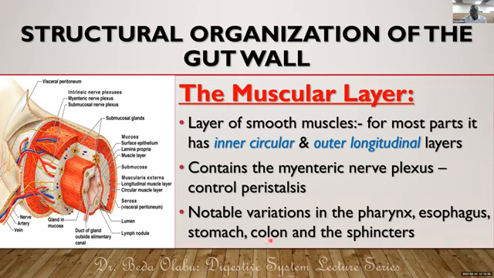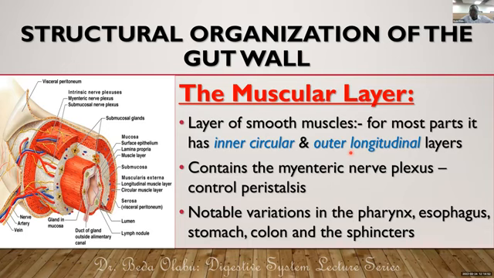How about lastly, the colon? The colon will still have the inner circular and the outer longitudinal layer of smooth muscles, except that the outer longitudinal layer of muscle is not a continuous layer. It just exists in bands. Those bands appear like tape.